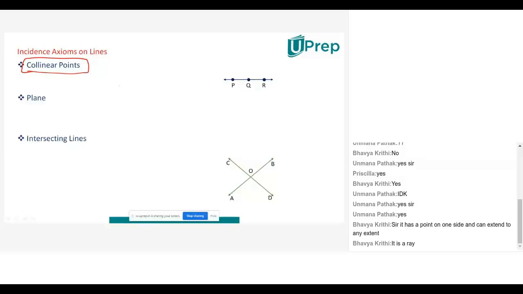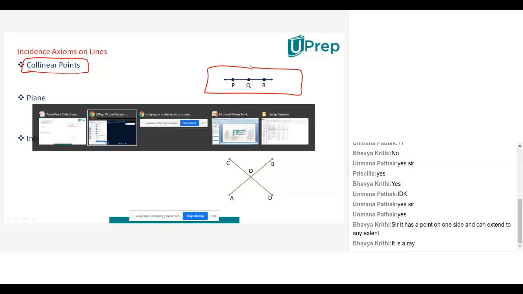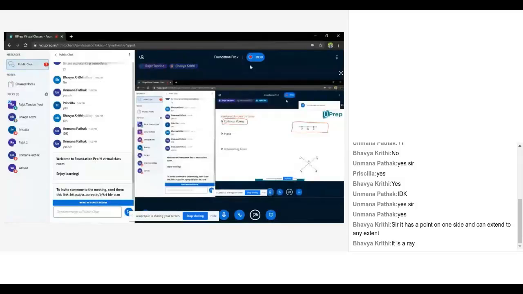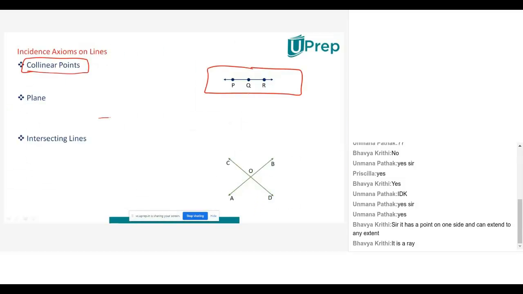Sir, can I tell? Yeah, tell me. Collinear points, I guess, are... Sir, can you hear me? Yeah, I can hear you. Go ahead. Yes, sir. So I guess collinear points are the points which come in a straight line.